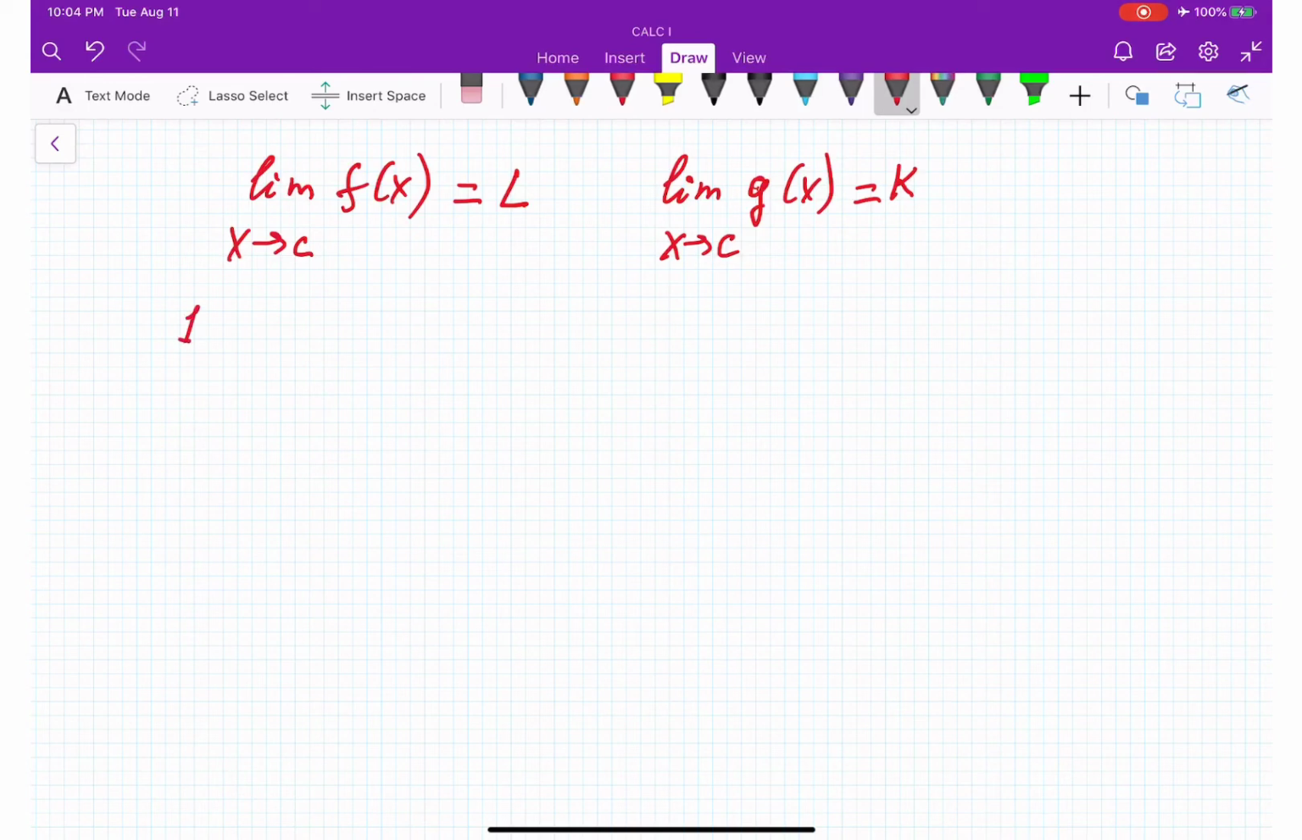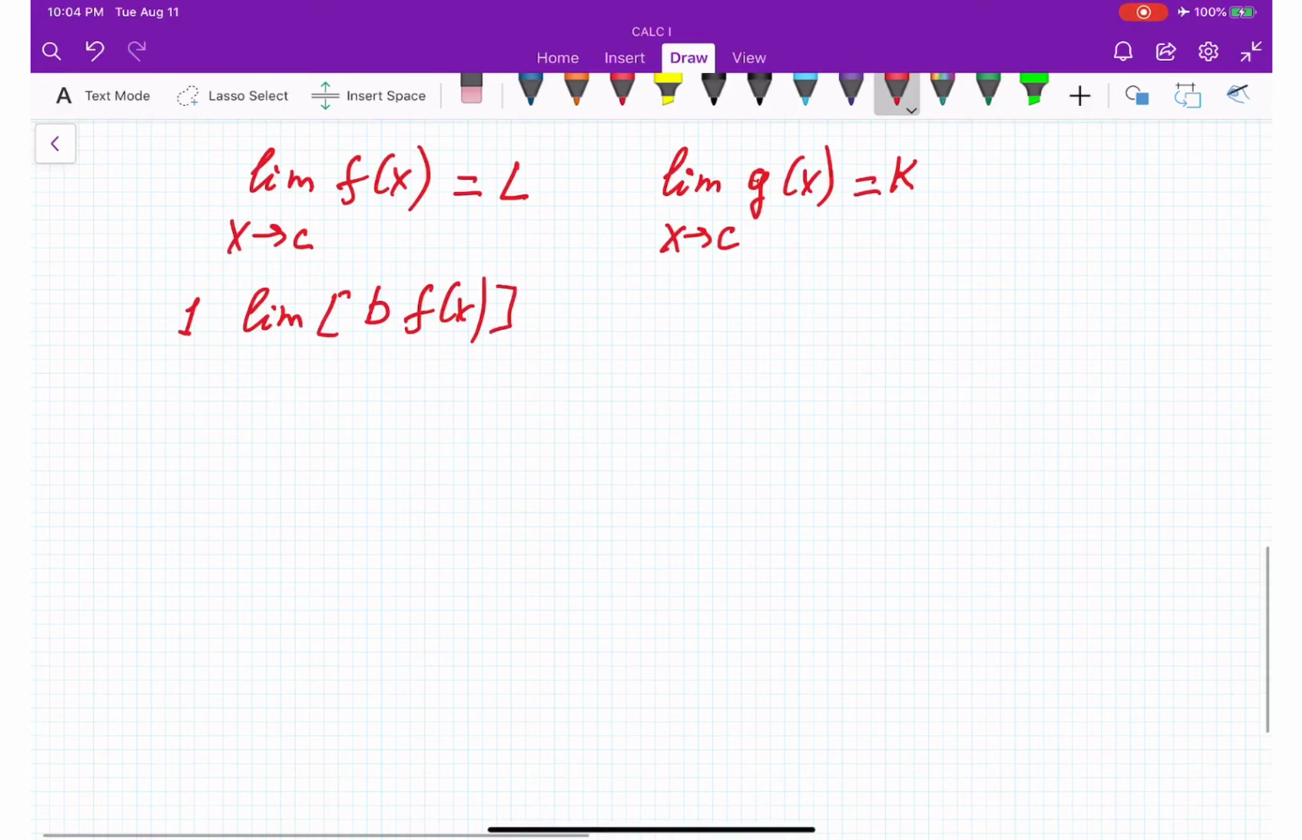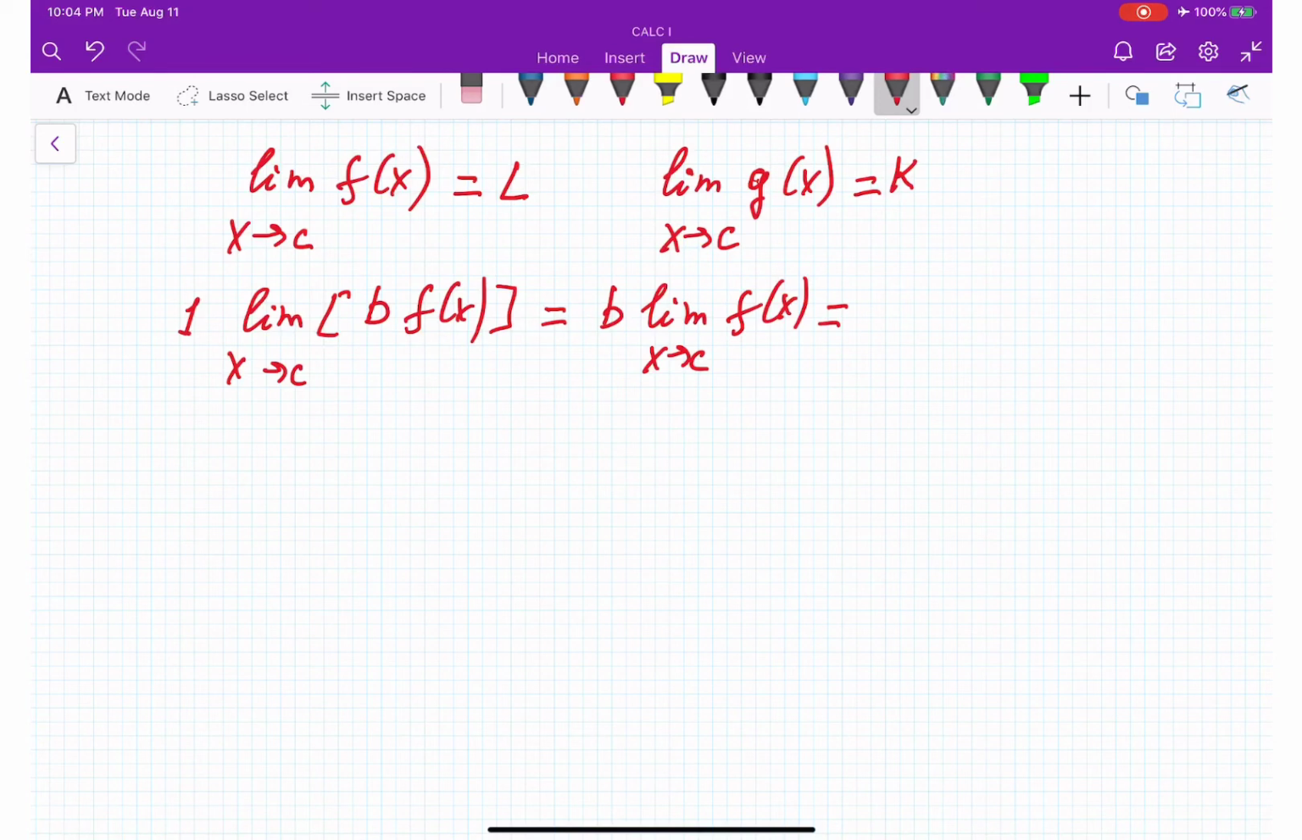number one, if we have a constant b that has nothing to do with the limit as x approaches c, that constant comes out, and we have the limit of f of x as x approaches c, which is equal to L. So we will have b times L. Okay, so let's solve some examples.